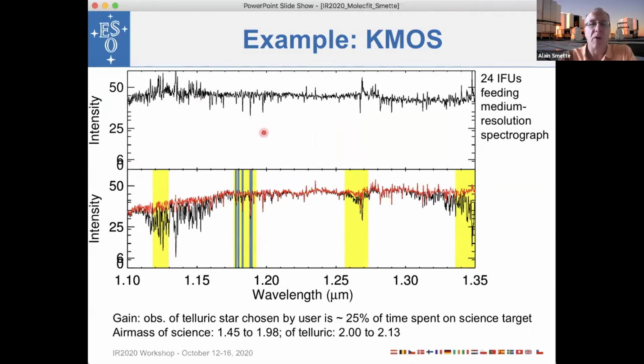We can see also with KMOS. KMOS is 24 IFUs feeding medium resolution spectrographs. Here the yellow areas show the region used for the fitting. Some bad pixels have been removed. You can see here in red the corrected spectrum. The same transmission spectrum was then used on another object, and you can see another corrected spectrum on the top.